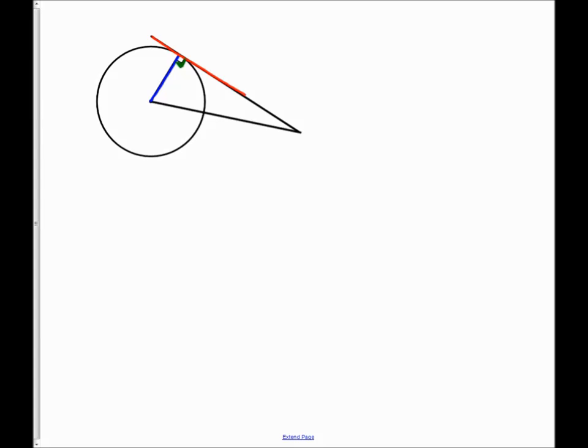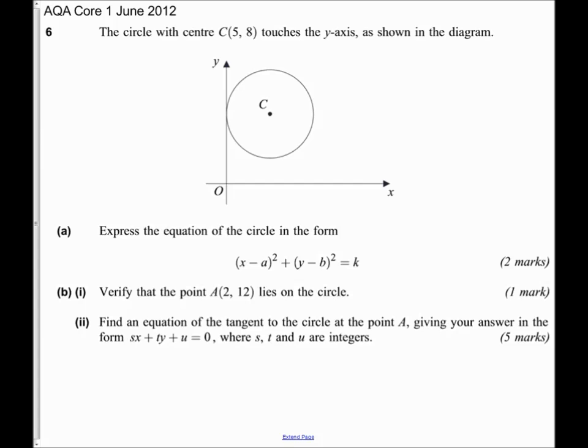And there are two main ways that questions exploit this. Either they'll give you the equation of a circle and ask you to find the equation of a tangent at a certain point, or they will ask you to use Pythagoras in some way. Let's have a look at the first example.